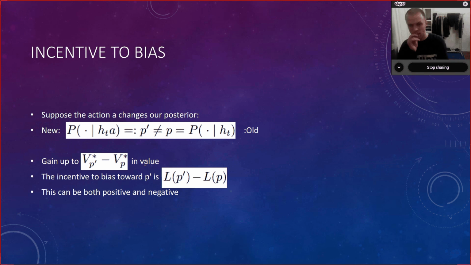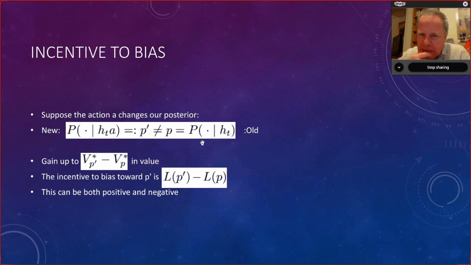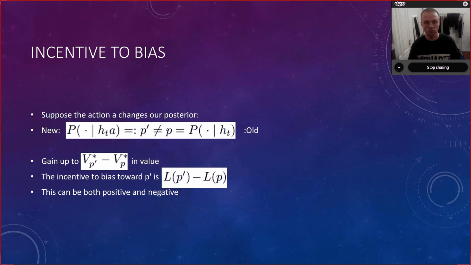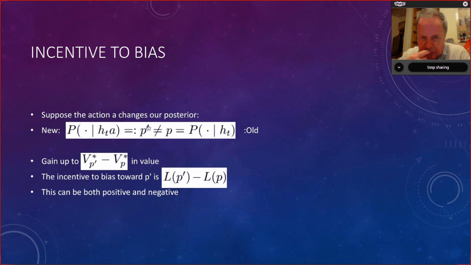is to bias. So let's assume here that we have both an old P and a new P prime here. And the old P was our posterior hypothesis about the reward function given our history, and the new posterior is the hypothesis given we have taken one particular action. So let's say we're taking an action, and that changes our posterior estimate of what is the reward function.